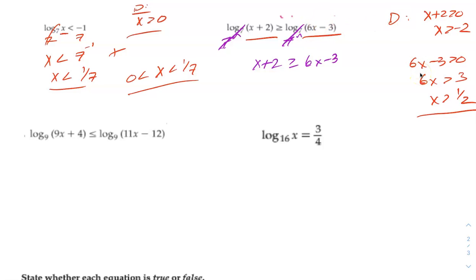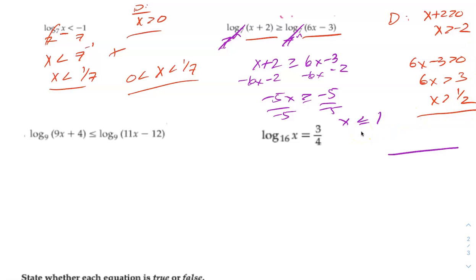From here, to solve it, let's see, minus x minus... I don't like having the x on that side. I'll subtract 6x. I don't like doing this though. So I get negative 5x is greater than or equal to negative 5, divided by negative 5. x is less than 1. So I got x is greater than negative 2, x is greater than 1/2, x is less than 1.